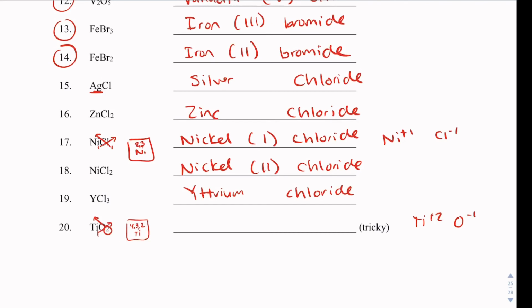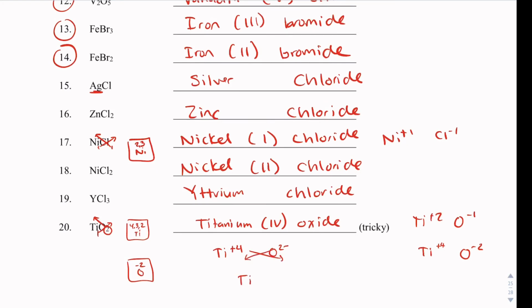So far it doesn't look like a problem, but if we look at oxygen, oxygen could only ever have minus 2. So if oxygen's really minus 2, that means titanium, to have the ratio, because it's 1 to 2, we must have titanium as plus 4. Okay, and this makes sense to me to call this titanium 4 oxide, because if we do the crisscross, we got titanium plus 4, oxide 2 minus, we crisscross them, we get Ti2O4. That would reduce, because they're both divisible by 2, to TiO2.